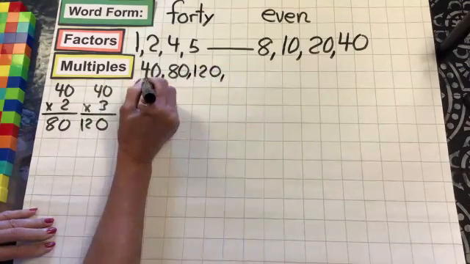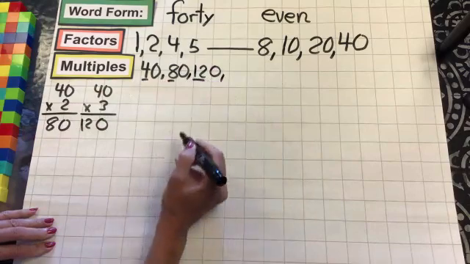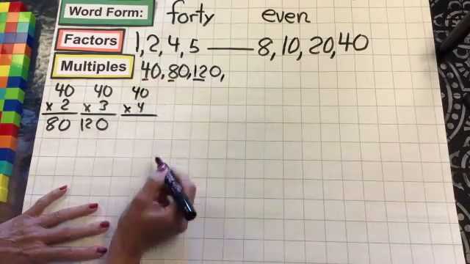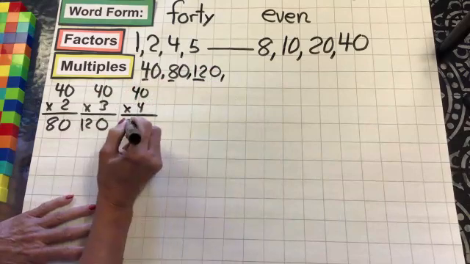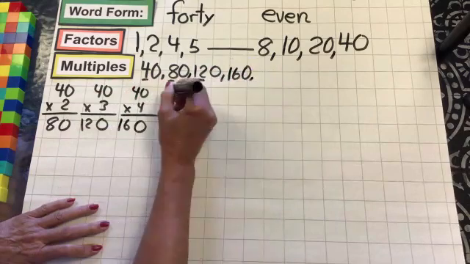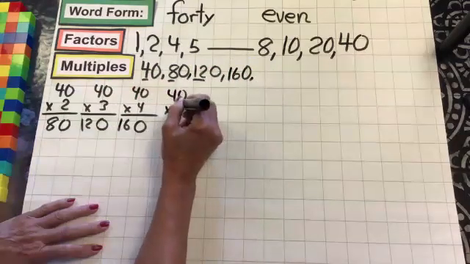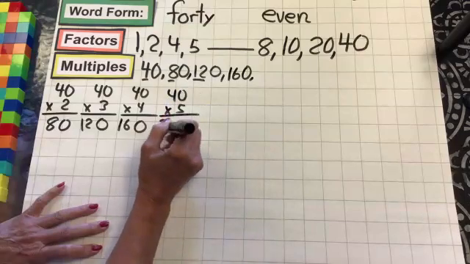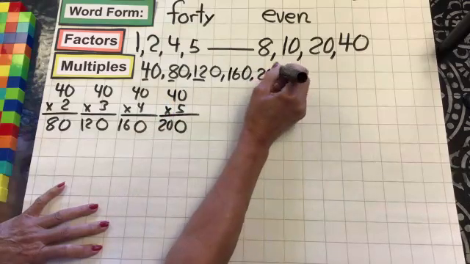So basically, the front end, we're counting by 4s and adding a 0 to it. 40 times 4. 4 times 0 is 0. 4 times 4 is 16. 160. 40 times 5. 5 times 0 is 0. 5 times 4 is 20. 200.